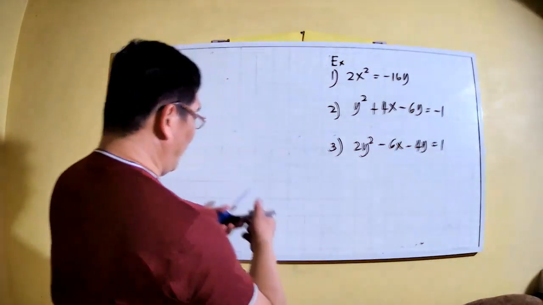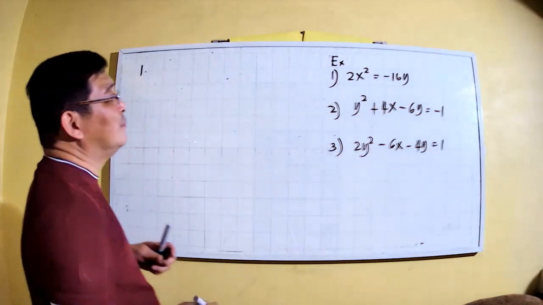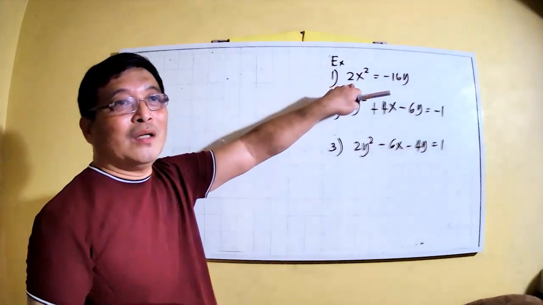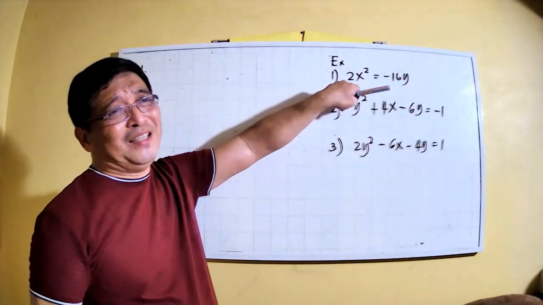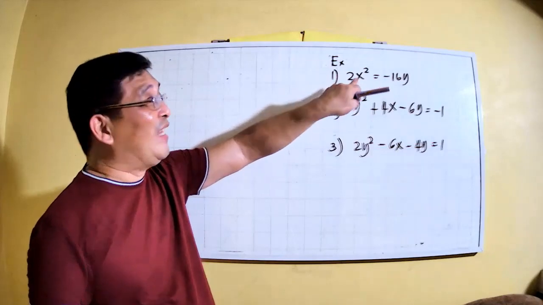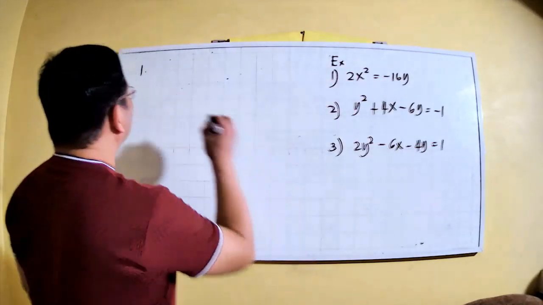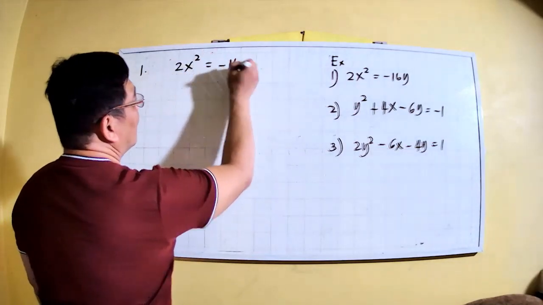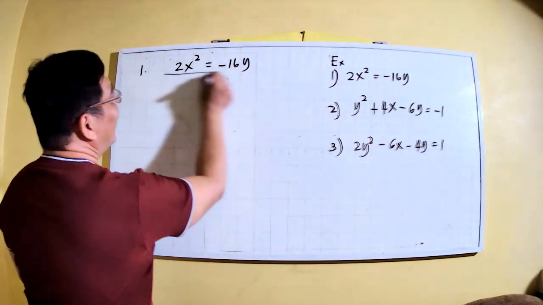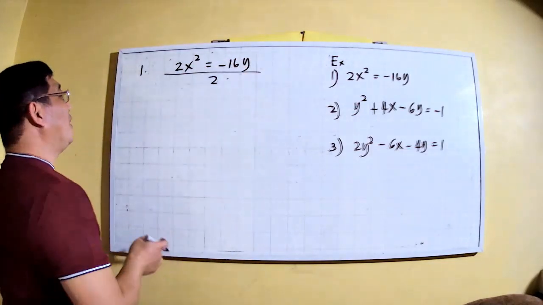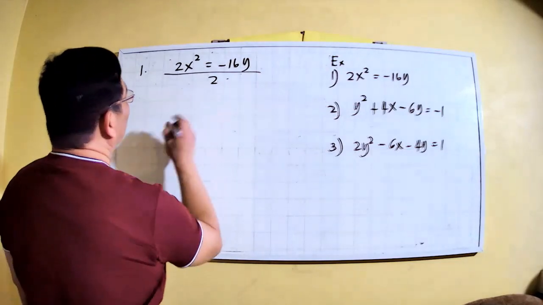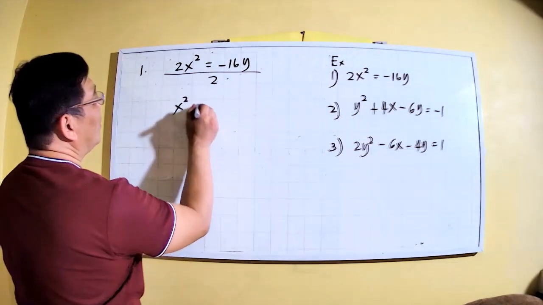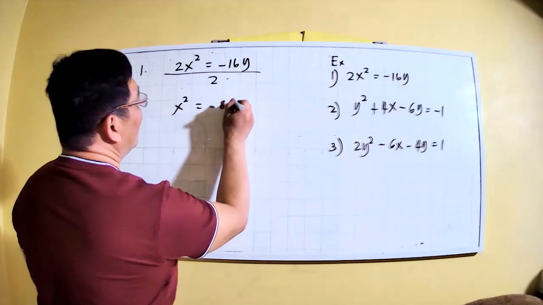So let's start. We have here number 1 example. So in this example, makikita niyo agad, meron siyang numerical coefficients, which is hindi naman dapat meron numerical coefficient. Kailangan natin tanggalin yung numerical coefficient. Para matanggal yan, kailangan natin i-divide ang lahat ng expression, lahat ng term into 2. So, 2 divided by 2, what will happen? We have left x squared is equals to negative 8y.